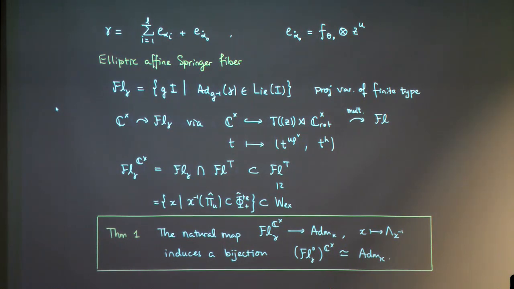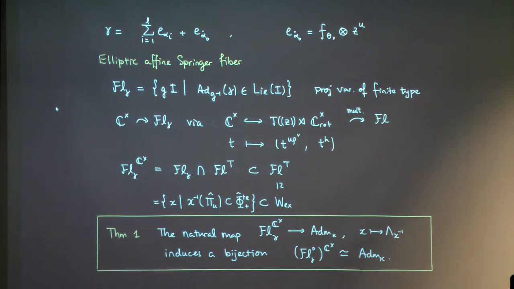And the Springer fiber in terms of points is a subvariety in the affine flag variety. You index its points by cosets by Iwahara, and you just take those gI such that if you apply the adjoint action of g inverse on gamma, you still get an element in the Lie algebra of I.